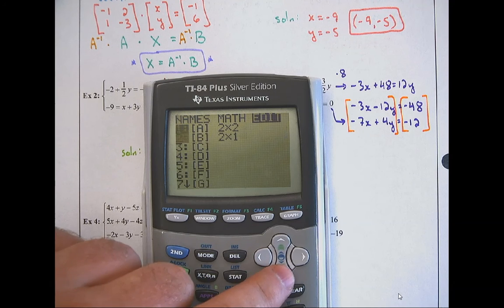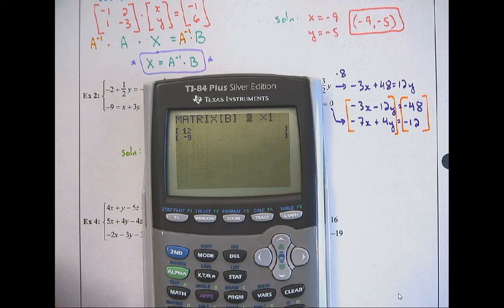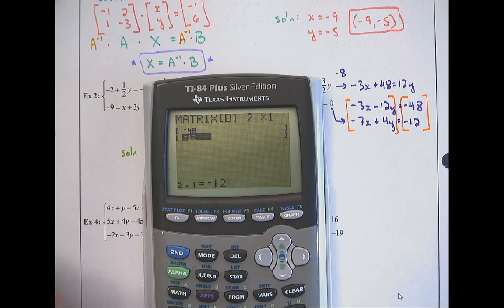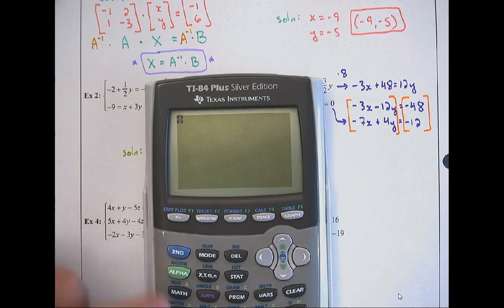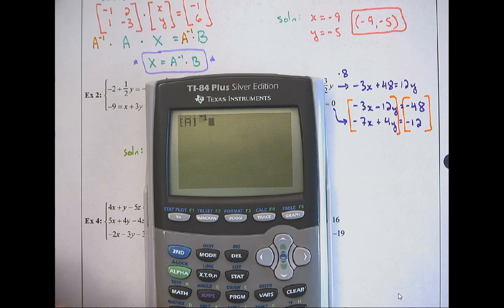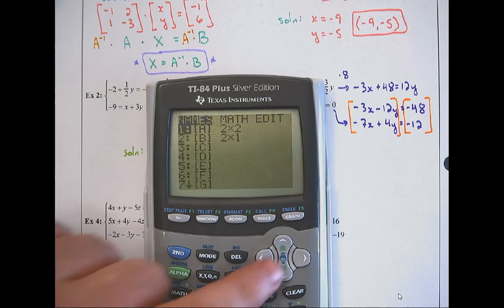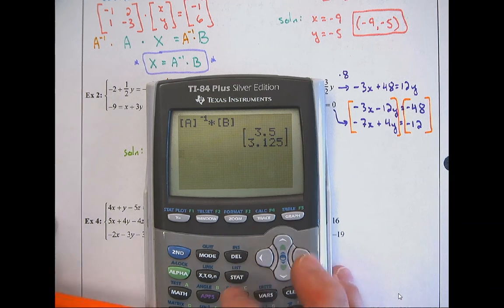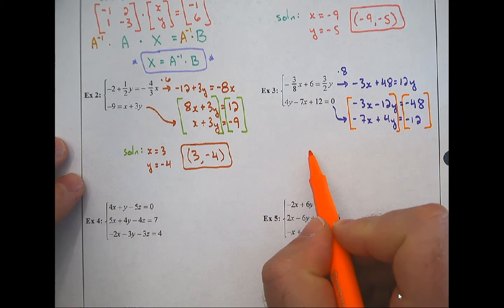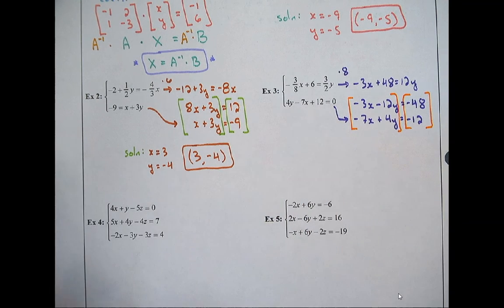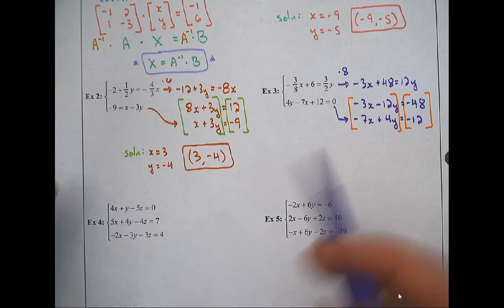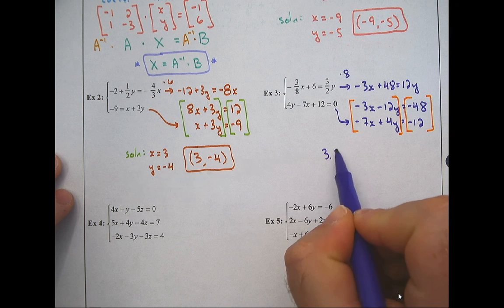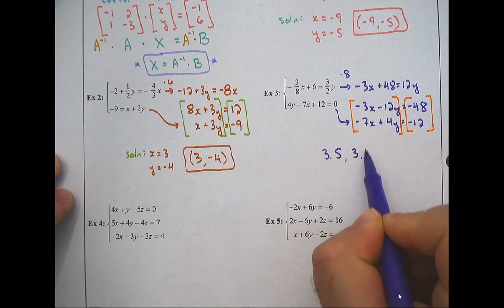Second matrix, edit. Go down to matrix B. This is a 2 by 1. Negative 48, negative 12. Quit. Second matrix, enter. Inverse. Times. Second matrix, B. 3.5 and 3.125. I should have showed you on this one. I'll show you in a second here. I'm just going to go right to the answer. So the answer for this one would be 3.5, comma 3.125.